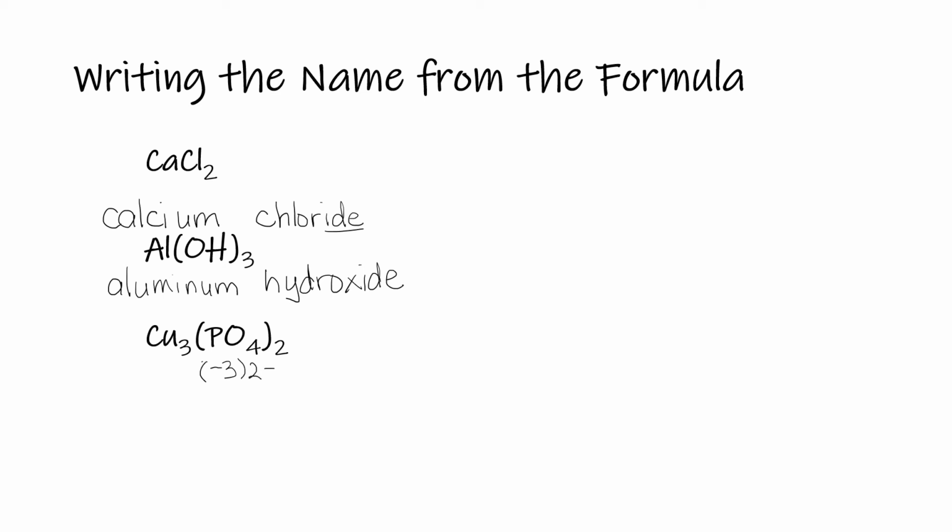That gives us a total of a -6 charge from those 2 phosphates, which means that our coppers have to give us a total of a +6 charge so that overall we have a neutral compound. We have 3 copper ions, so we can take our +6 charge and divide that by how many we have, 3. So we end up with each copper having a charge of +2. Write that as your Roman numeral, so copper, oh, forgot my R, copper 2 phosphate.